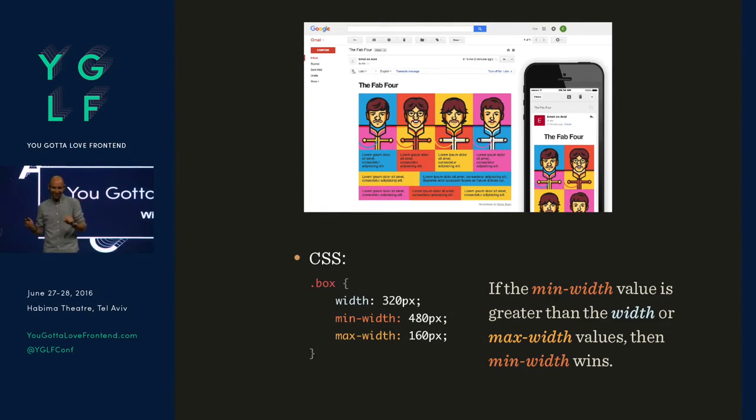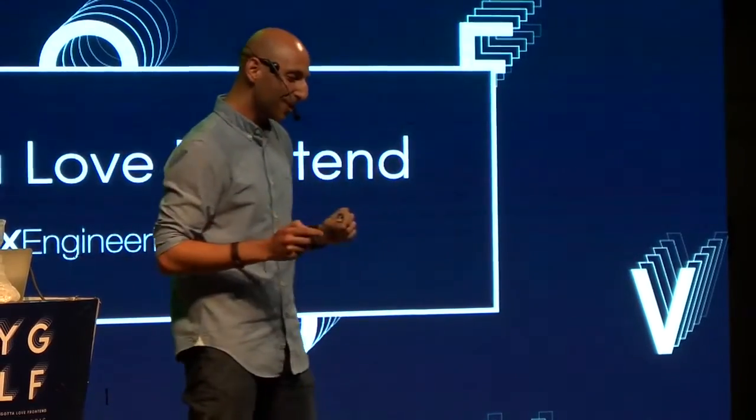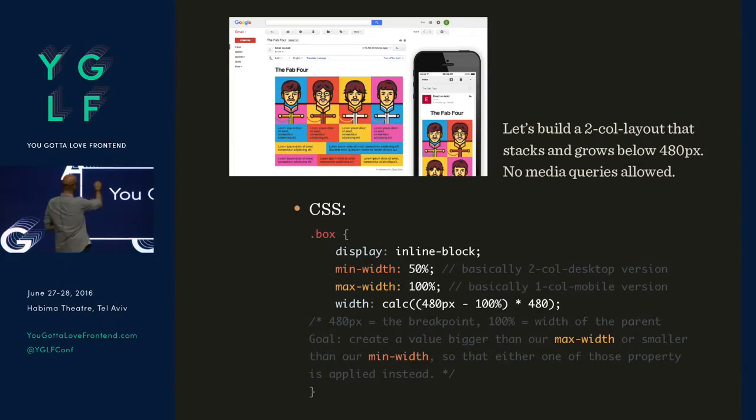You have to read it again. If the min width value is greater than the width or max width, then min width wins. You will find out in a second why it makes sense. So here's how we can do it, right? So we have this box.